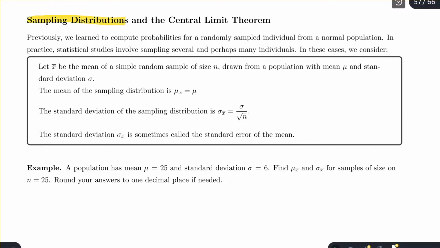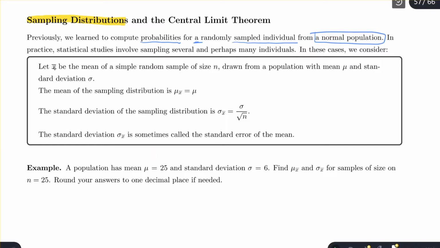Sampling distribution and central limit theorem. Previously, we learned to compute probabilities or proportions for a randomly selected sample individual from a normal distribution. In practice, statistical studies involve sampling several and perhaps many individuals. So for these cases, we should consider, let's look at this.